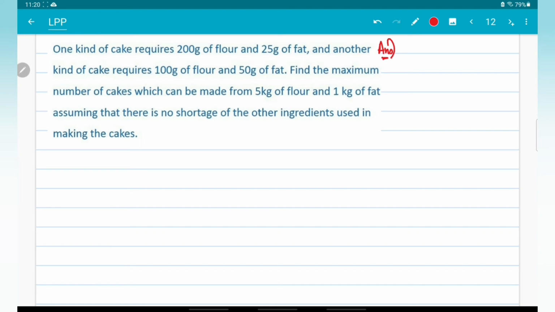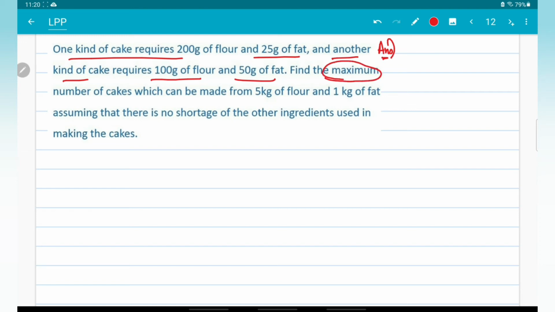Now let us solve an example, and these kinds of questions have a very high probability of coming in our final exams. So now let us see what the question says. It says that one kind of cake requires 200 gram flour and 25 gram of fat, and there is another kind of cake which requires 100 gram of flour and 50 gram of fat. So here we have to find the maximum number of cakes.